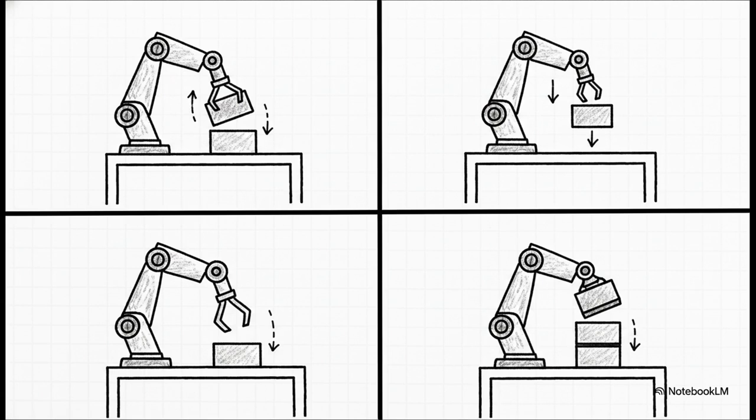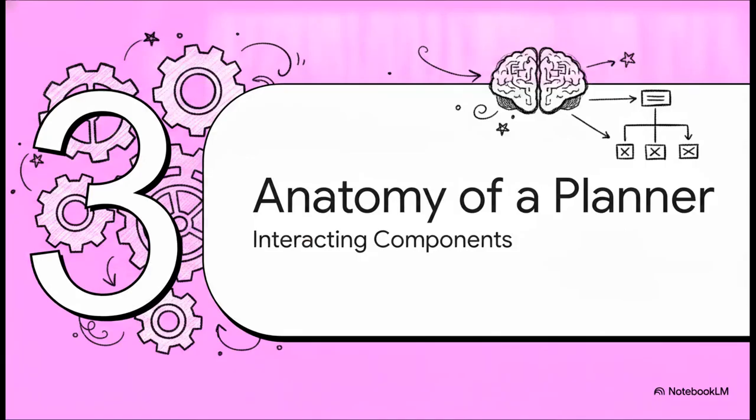And the effect of that move? Well, the arm is now holding the block, and the block is no longer on the table. Every single move is this incredibly rigid, logical transaction. So, how do we actually build a brain that can process all those transactions? That brings us to section 3, anatomy of a planner, and the interacting components of the system.